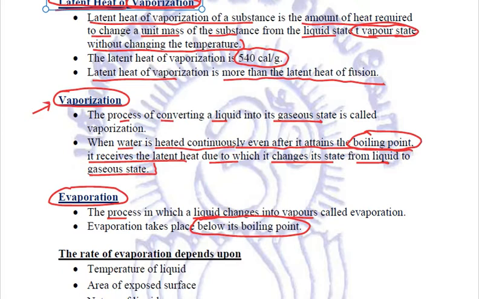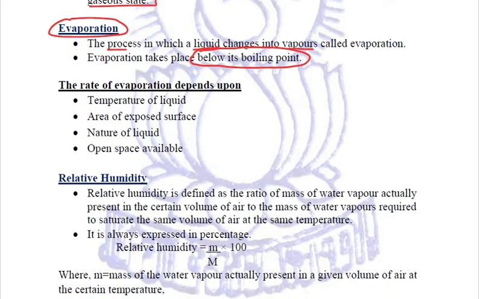This is the difference between boiling and evaporation. Now this process of evaporation is dependent on various factors. What are those factors? We need to relate and understand. First is the temperature of liquid. Second factor which affects the rate at which evaporation is taking place is the area of exposed surface. Third is the nature of liquid. And fourth is the open space available. Let us try to understand a few things.